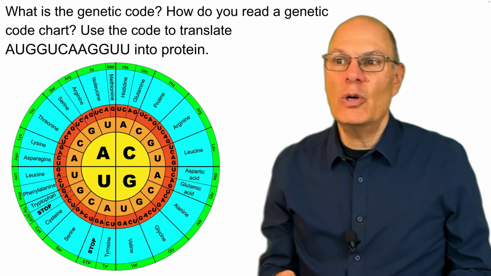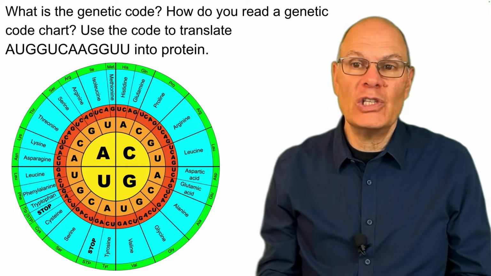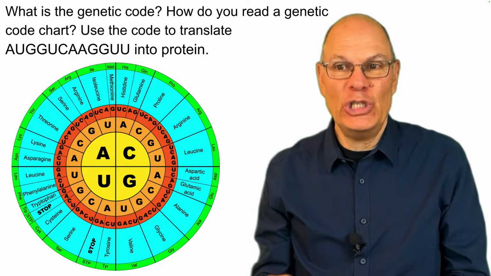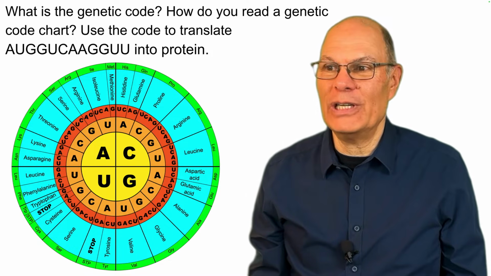What is the genetic code? How do you read a genetic code chart? Use the code to translate AUG, GUC, AAG, GUU into protein.